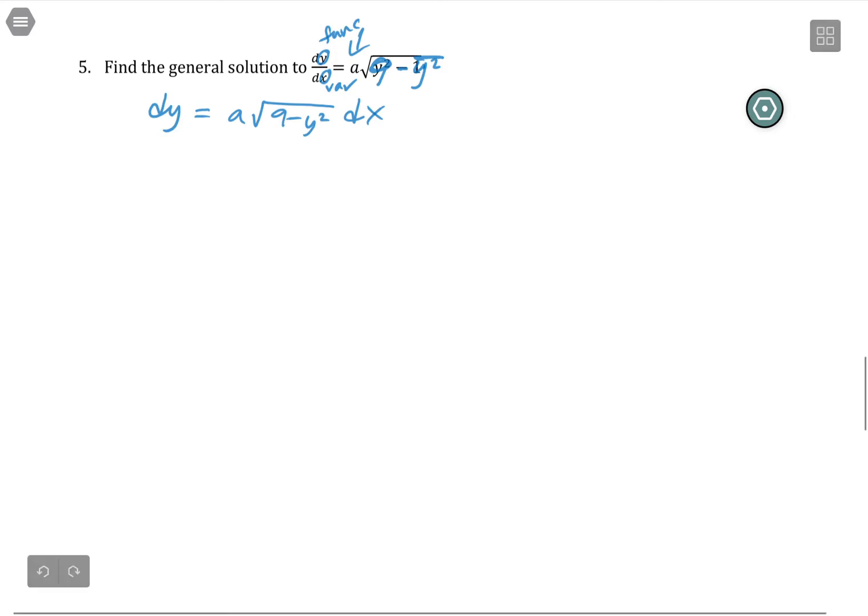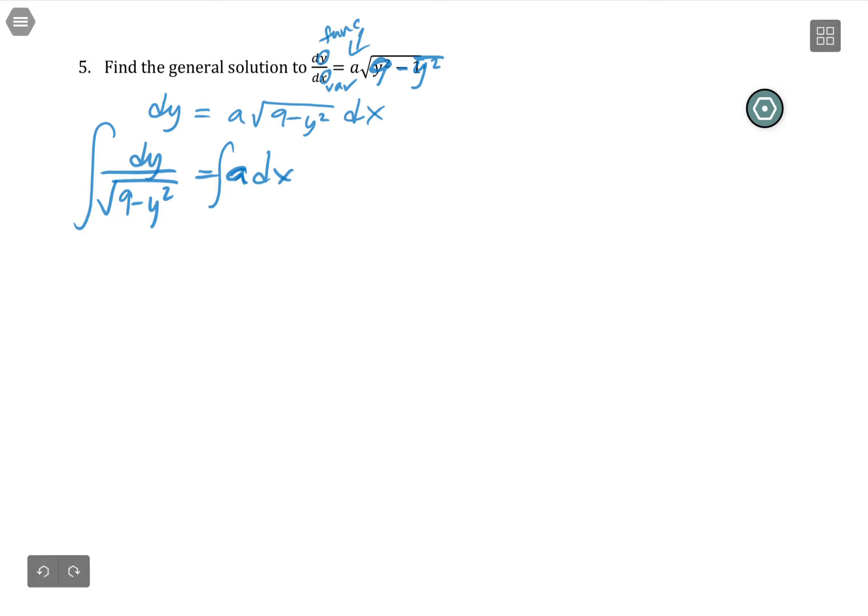Okay, so to separate fully, I need to divide by the square root of 9 minus y squared, and I get a dx. Okay, so let's go ahead and integrate both sides. The left-hand side looks a lot like it's going to be related to arcsine. There are ways other than trig substitution to get there, but I'm going to go ahead and do a trig substitution. It's not very hard to do on this one. It's a pretty clean one.